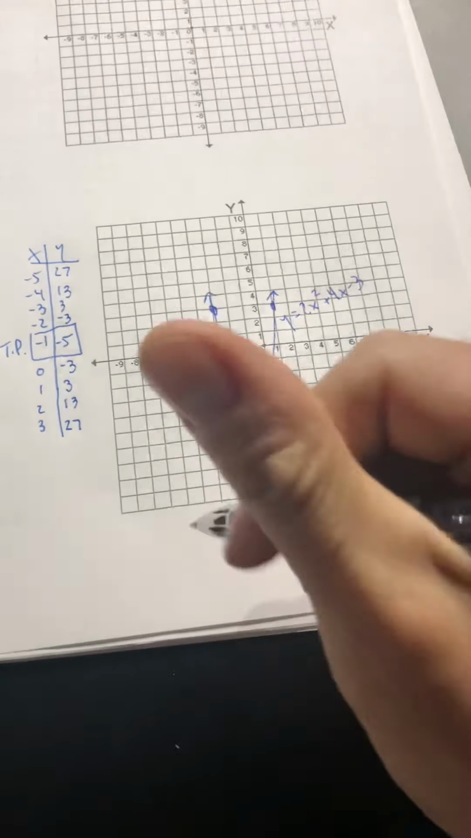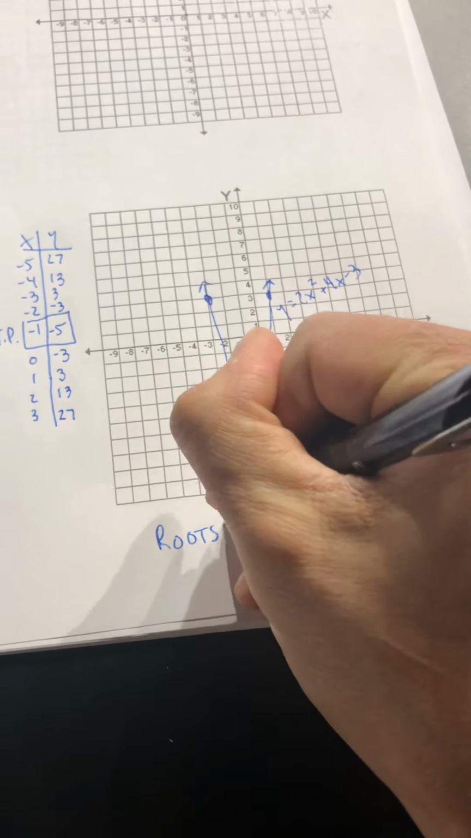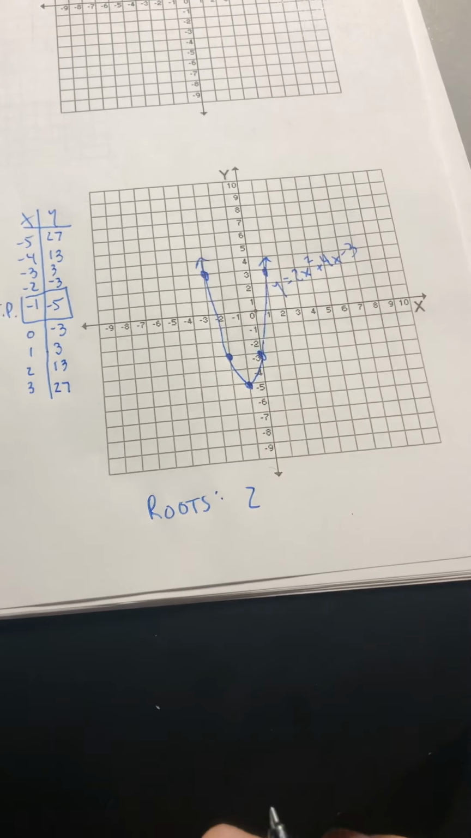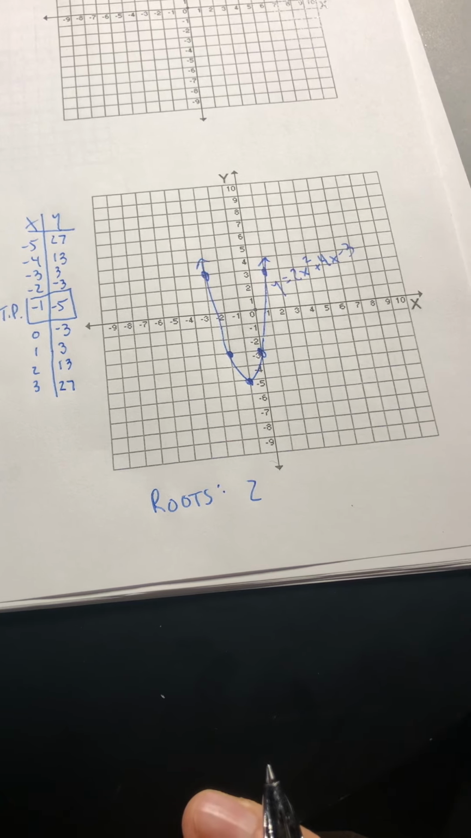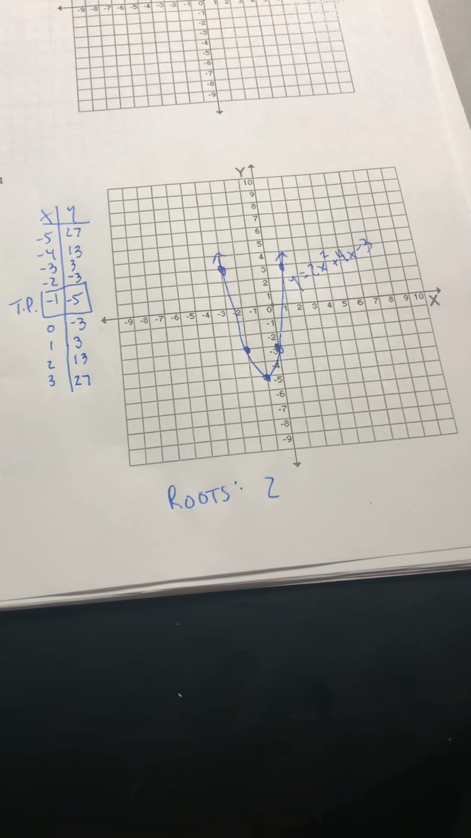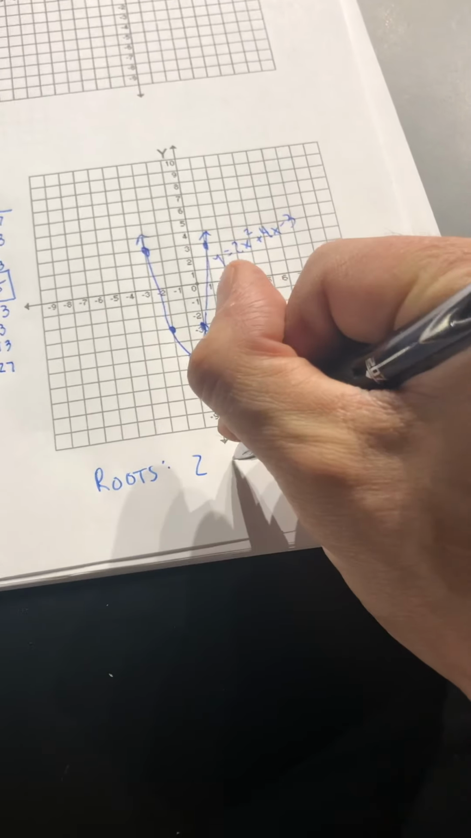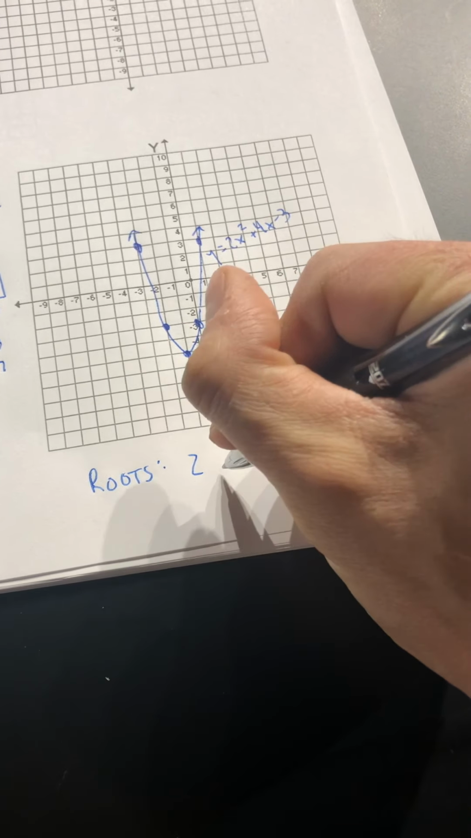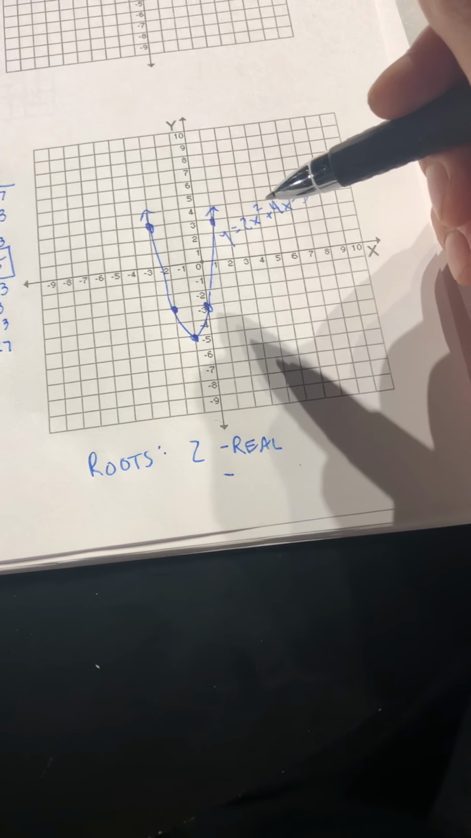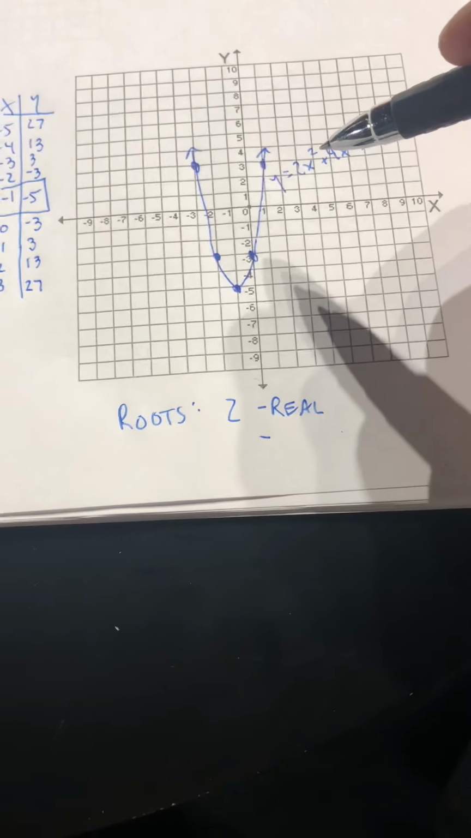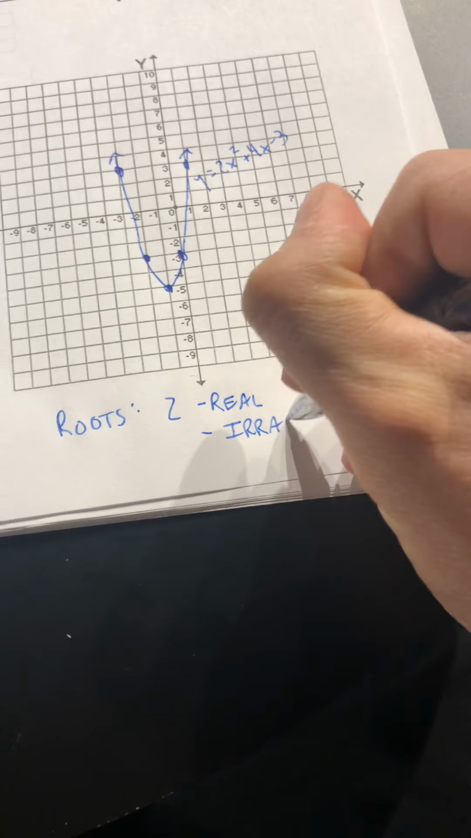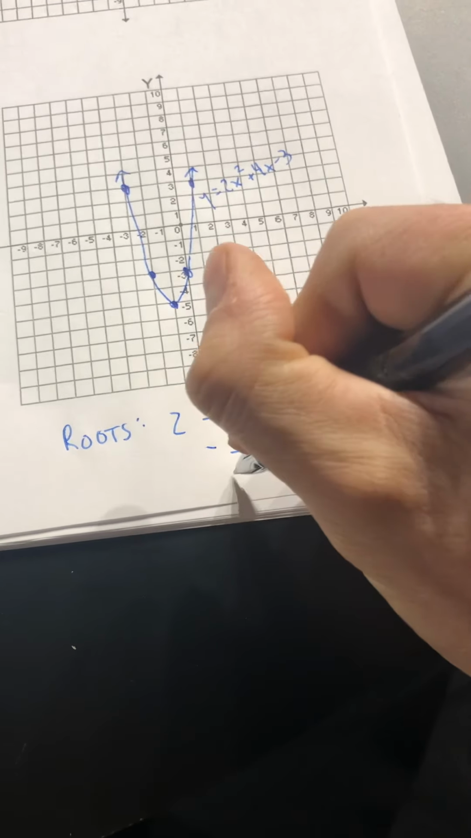Now I want to talk about the roots here. Our roots in this one, first of all, it crosses twice. So we know we have 2 roots. We know that they are real, because the parabola does cross the x-axis, so we have 2 real. Now these are going to be irrational. The reason why these roots are going to be irrational is they're going to cross the x-axis in not really nice places. So we're going to call these irrational roots.